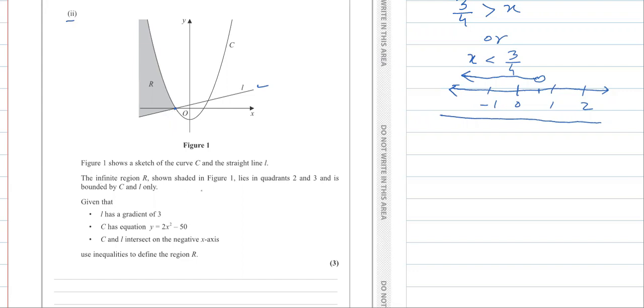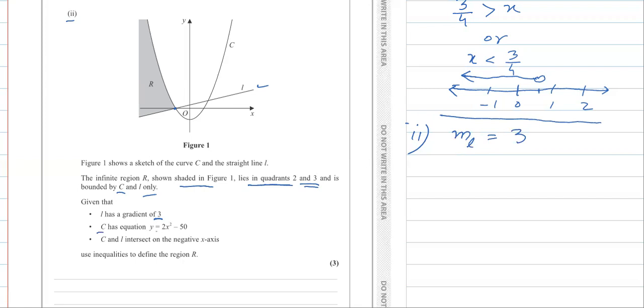The infinite region R shown shaded lies in the quadrant 2 and quadrant 3. Like this is the region R, which is some part in quadrant 3, some part in quadrant 2, and is bounded by C and L only. Like this is bounded by, you can say, the common solution region for this line L and this quadratic curve. So given that L has a gradient of 3, means the gradient of the line L is given as 3.